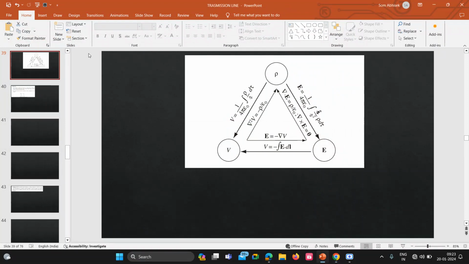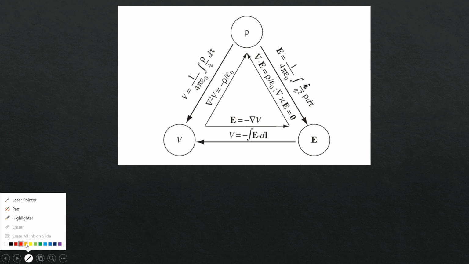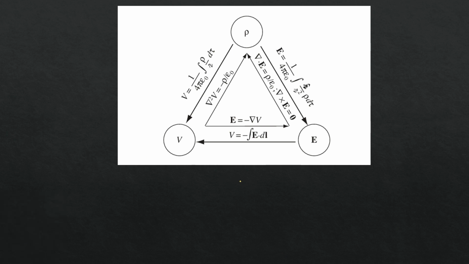Alright, so here, see, this is a diagram showing relations between a charge density rho, potential V, and electric field E. It's taken from the book Griffith, and if you can remember this diagram, you can remember a lot of things about potential, charge density, and electric field, the relations and all.